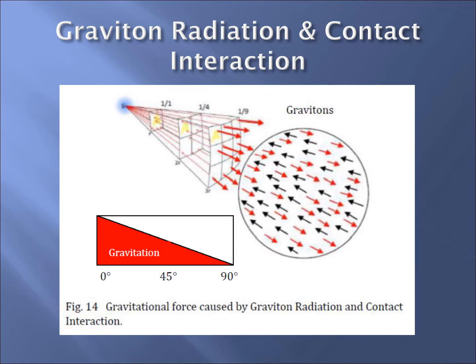Like photons, gravitons can be emitted from the surface of the substance by thermal energy, which is called graviton radiation. When those emitted gravitons hit the gravitons on the surface of the target, they make contact interaction, which generates an attractive force, universal gravitation. This is called graviton radiation and contact interaction theory.